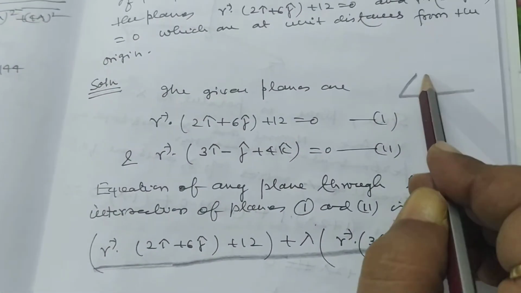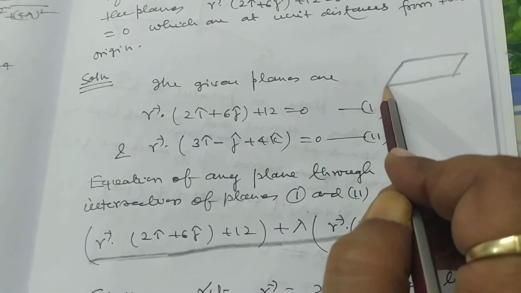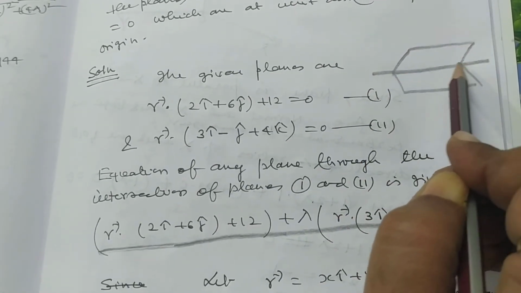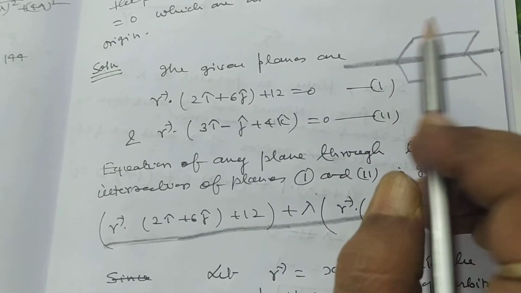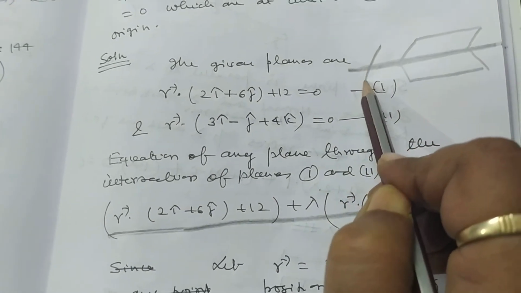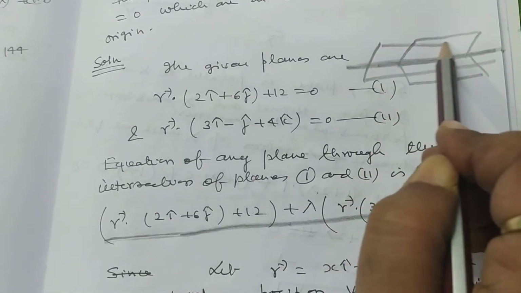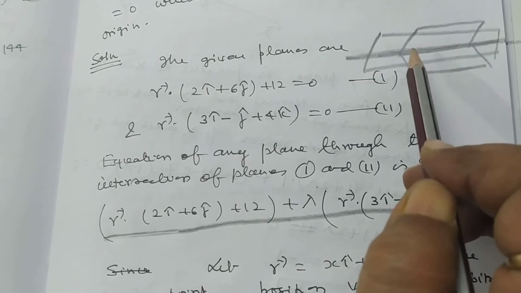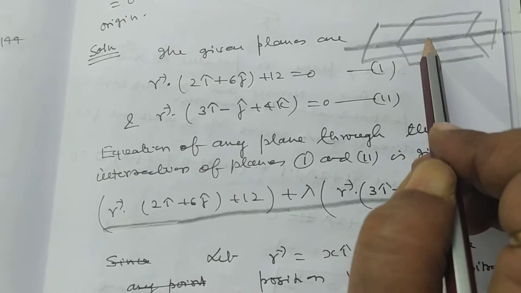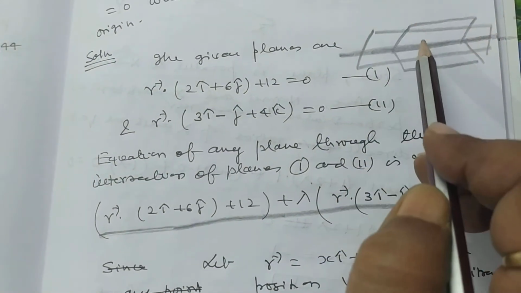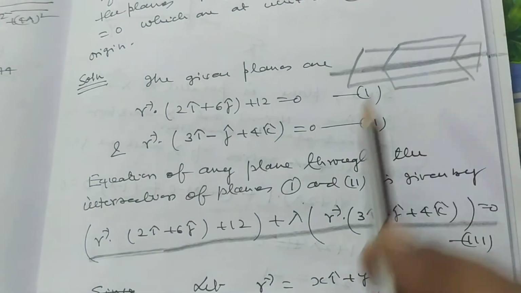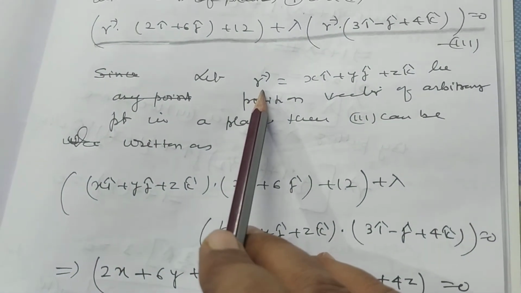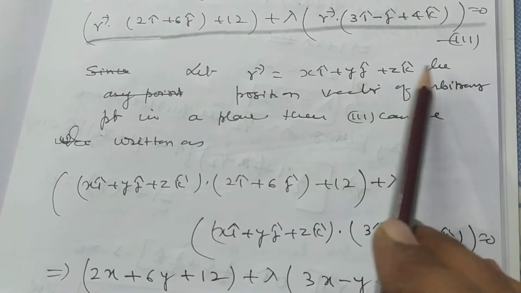Here you see this figure. This is the equation of the first plane, this is the equation of the second plane, and this is the line of intersection of the first and second plane. So many planes will pass through this line. Now, we have to find the equation of that plane which is at a unit distance from the origin. This is the condition. So, my dear students, first you find the combined equation of the plane and put r = xi + yj + zk.